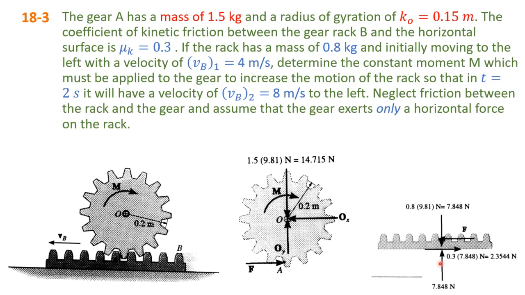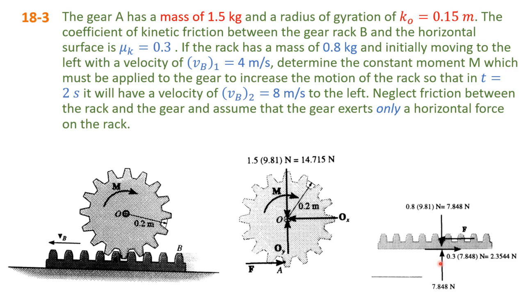Now, the rack has a mass of 8 kilograms and is initially moving to the left with a velocity of vB1 equal to 4 meters per second. Find the constant moment M which must be applied to the gear to increase the motion of the rack, in a time equal to 2 seconds, to a velocity of 8 meters per second to the left. Neglect the friction between the rack and the gear, and assume that the gear exerts only a horizontal force on the rack.